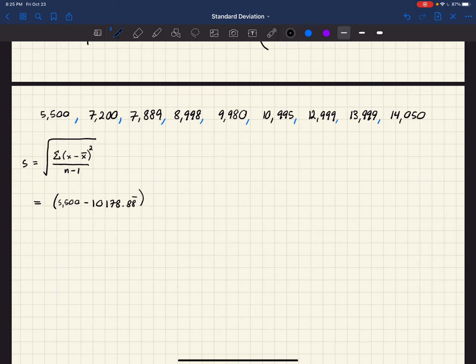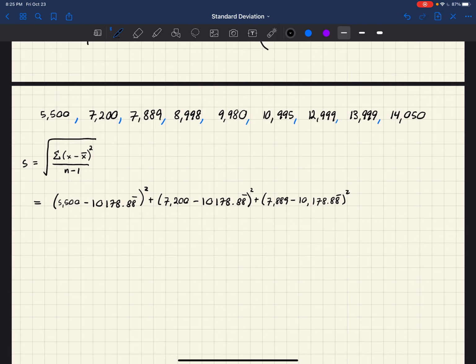10,178.88, so on, square it, plus 7,200 minus our sample mean squared plus 7,889. I'll start writing this so I can make it a little bit smaller. Minus 10,178.88 bar squared.